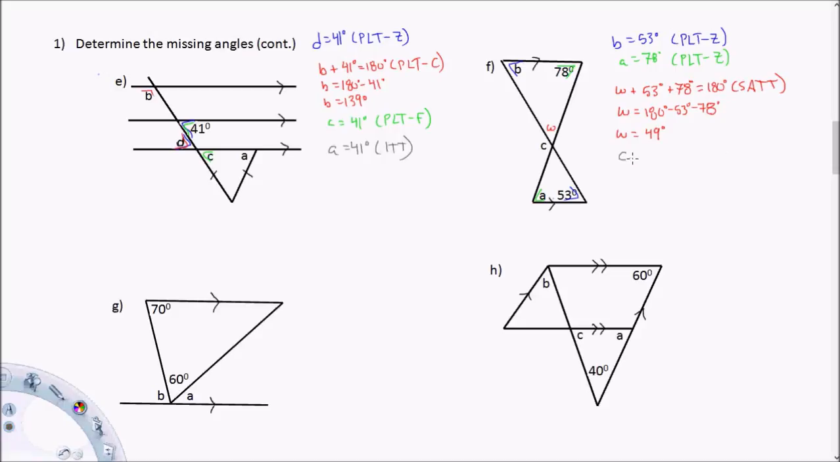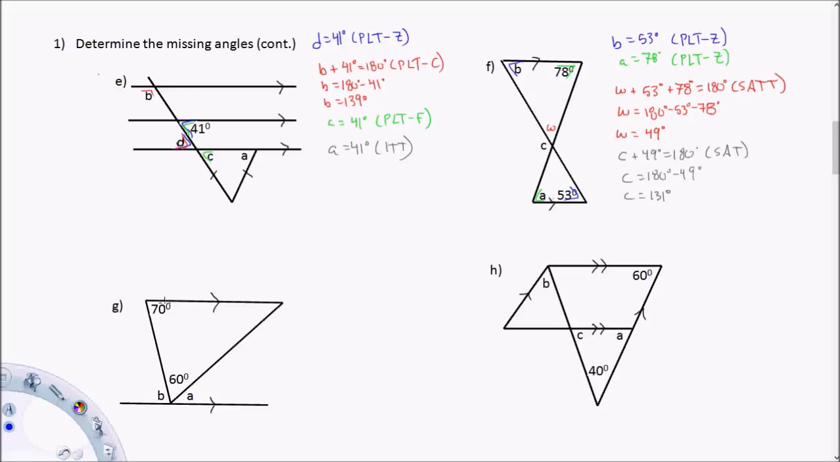And we can find angle C because C plus W, or 49 degrees, is equal to 180 degrees because of the supplementary angle theorem, SAT, right in here. So let's subtract 49 from both sides. Therefore, C is equal to 131 degrees.